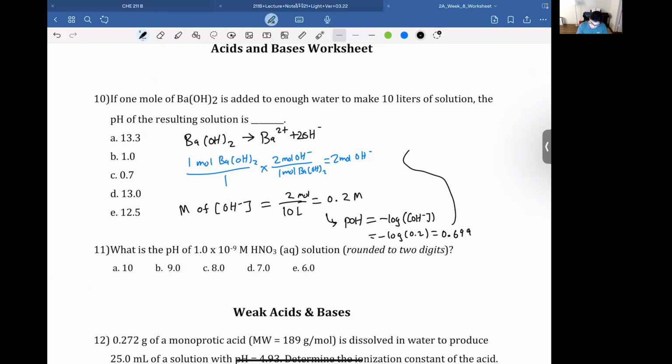And then we're going to plug this into pH plus POH equals 14. pH plus 0. I'm just going to put 0.7 is equal to 14. And we get pH is equal to 13.3. Then the answer is A.